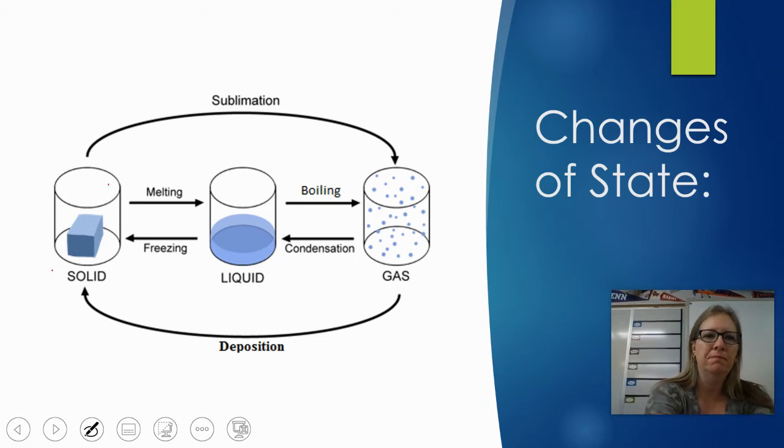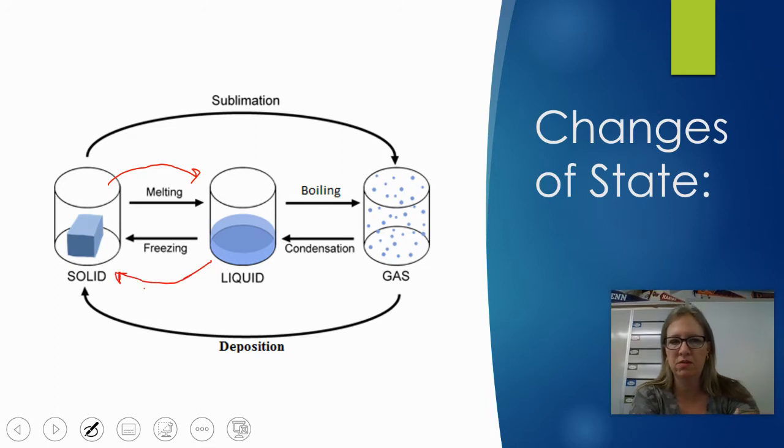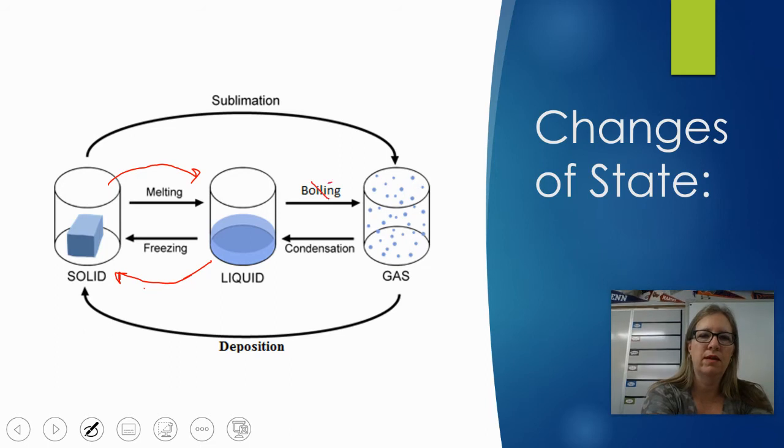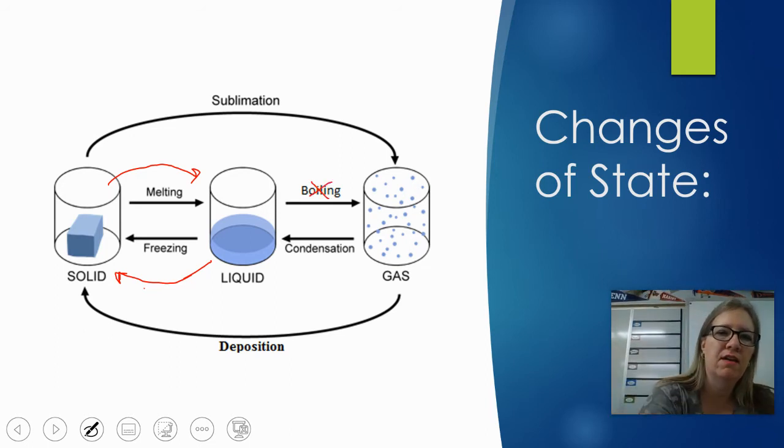So melting is a solid turning into a liquid. Freezing is a liquid turning into a solid. It's pretty self-explanatory, right? Pretty easy. I don't like this word right here, and I'll explain to you why. I like vaporization better.